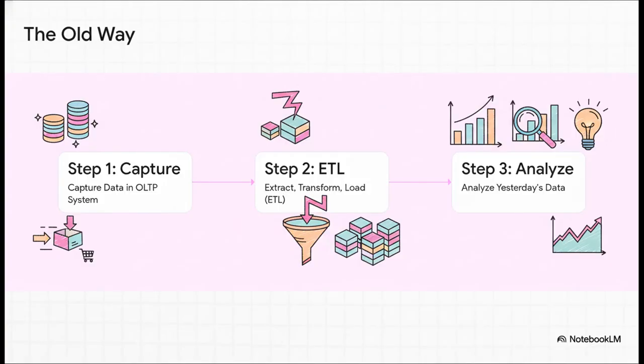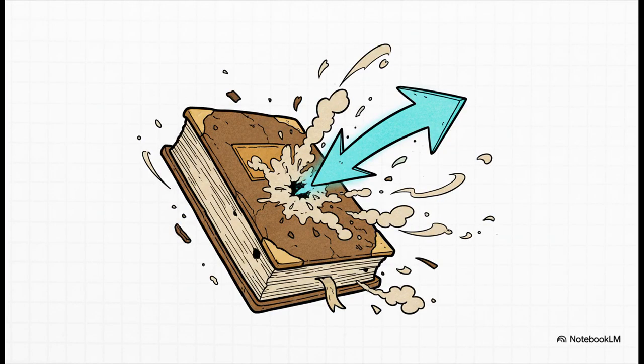I mean, just to really appreciate the change, you have to remember the old way. First, your transactional system would collect data all day long. Then, overnight, this complex, slow process called ETL, extract, transform, and load, would have to run to copy and reformat all that data into the separate analytical system. And the result? You are always analyzing yesterday's news. HANA changed the rules. It made that entire overnight process obsolete.